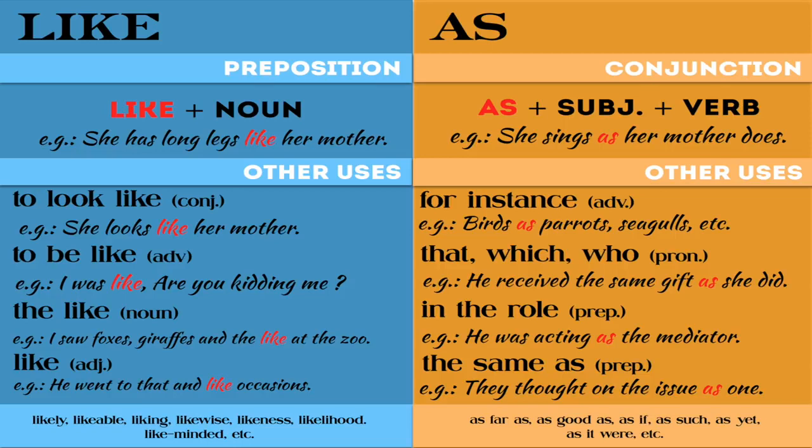And finally, the other idiom or expression, as it were. As it were means in a way, so to speak. So he became, as it were, a man without a country. So there you have it, the difference between like and as.